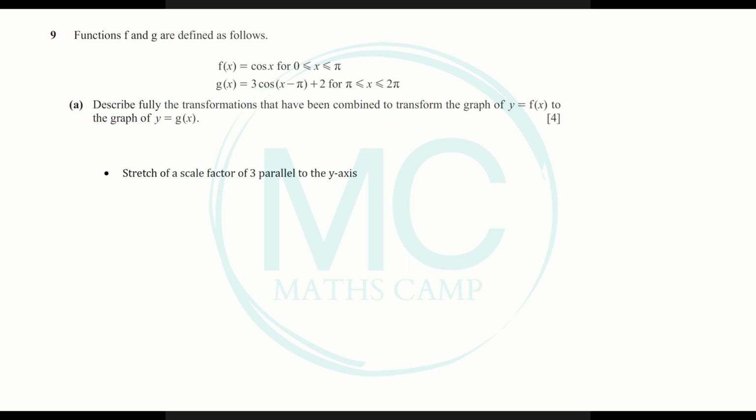Now we need to look for a translation. G of x includes the bracket x minus pi. That means every coordinate in f of x has now shifted pi units to the right. G of x also includes a constant of positive 2, which means there's been a shift upwards of 2 units. So for the second point in our answer, we can say that there is a translation of (pi, 2).